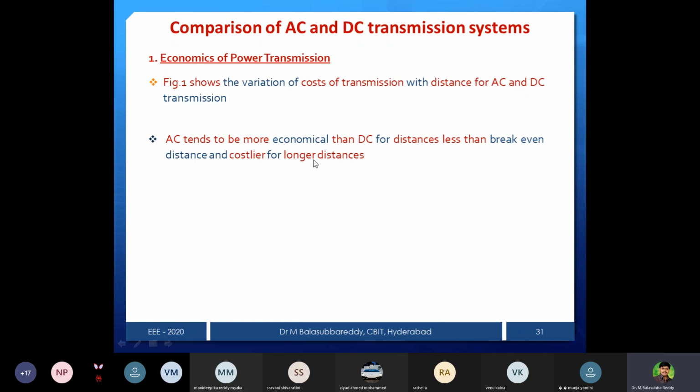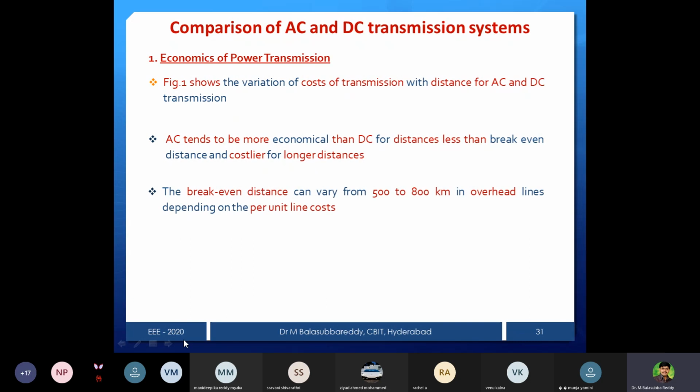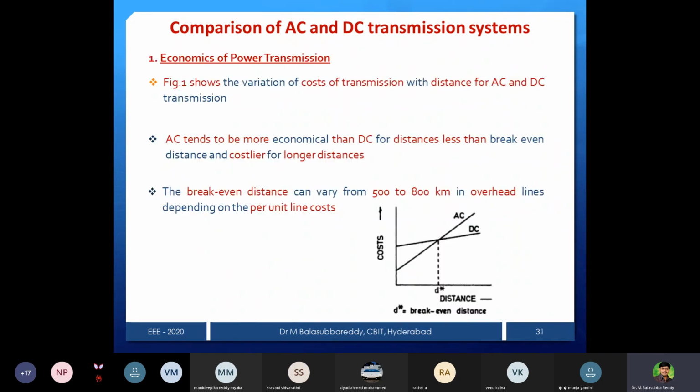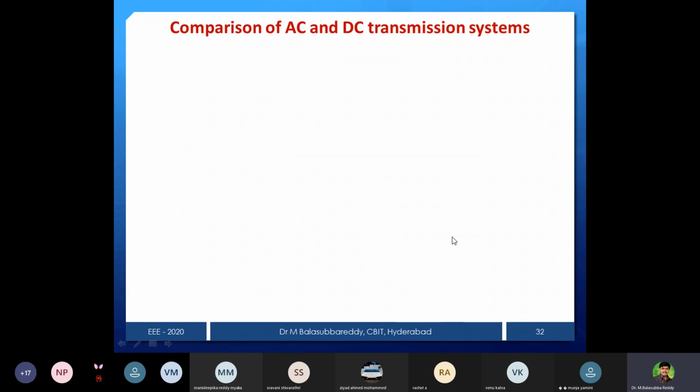Only for longer distances AC will be costly; the break even distance can vary from 500 to 800 kilometers in overhead lines, depending on the per unit line cost. That will give a lesser cost. Based on this diagram itself, we can say that after the break even distance, the cost of a DC transmission line will be less compared to AC. And then we'll move on to the next one, technical performance.